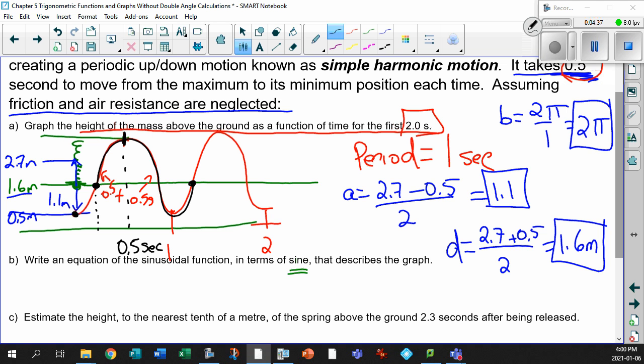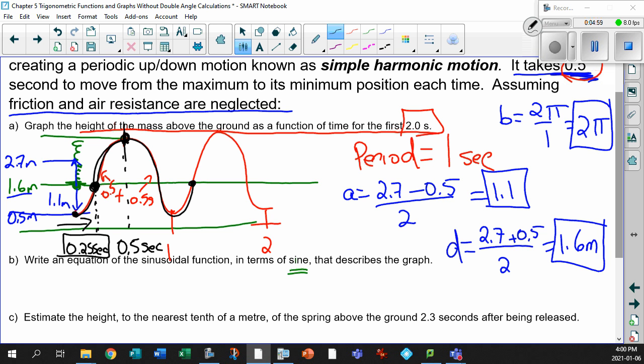So notice that that's smack dab in the middle. If that's smack dab in the middle, guess what? That's at 0.25 seconds. Think about it. It took 0.25 seconds to get to here, another 0.25 seconds to get to the top. So there, folks, is your C value. So you shifted this guy out to the right, 0.25 seconds.